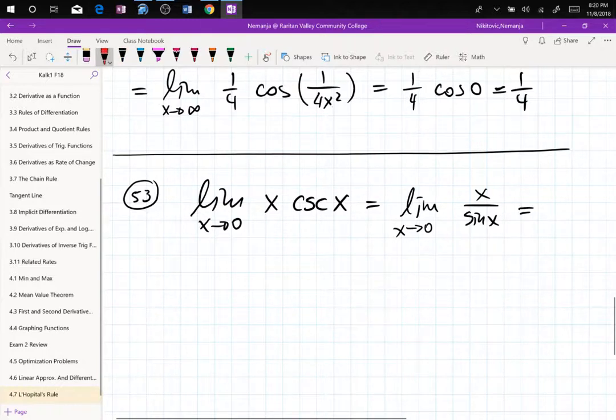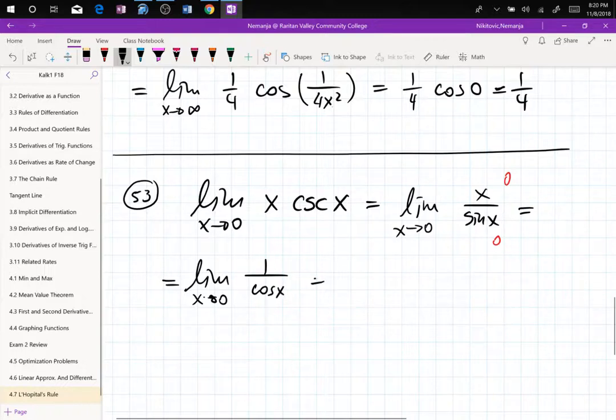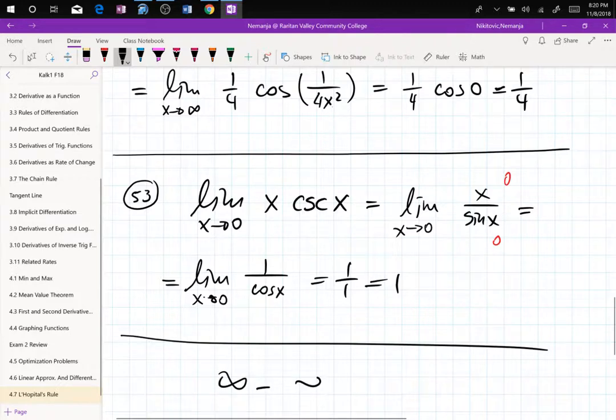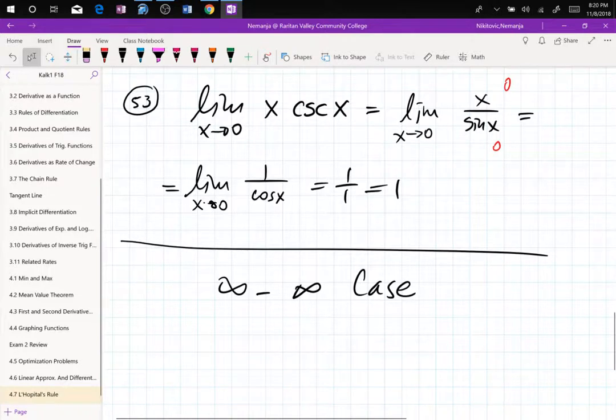So in red, 0 over 0, which is equal to limit x goes to 0, 1 over cosine x, which is 1 over 1, which is 1, and infinity minus infinity case. Cool, huh? Of course, cool, it's math. Let's go. Good. That was a good one.